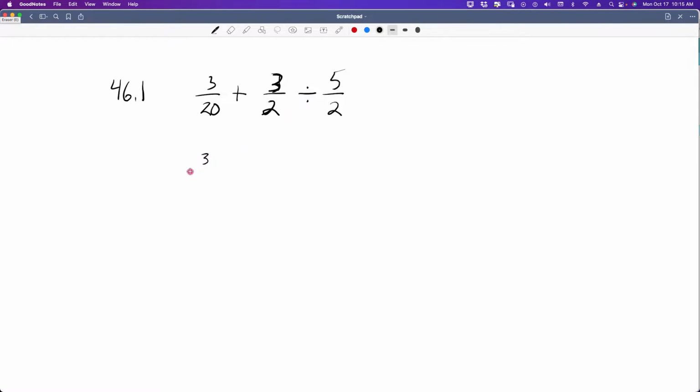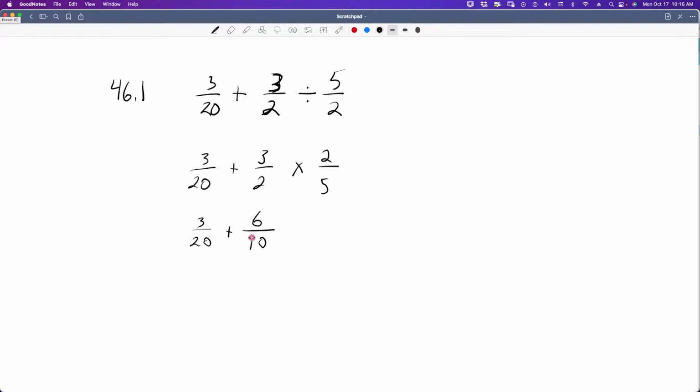So we can rewrite this right away. 3 over 20 plus 3 over 2 times, and we'll flip this last fraction. It'll be 2 over 5. So now we're going to go ahead and perform the multiplication. Now that we have swapped it to multiplication, we're going to perform that first. So 3 over 20 plus 3 times 2 is 6, and 2 times 5 is 10. Now we have two fractions that are being added together.